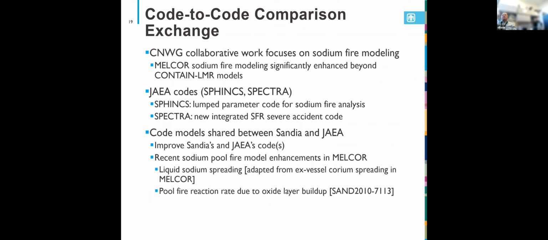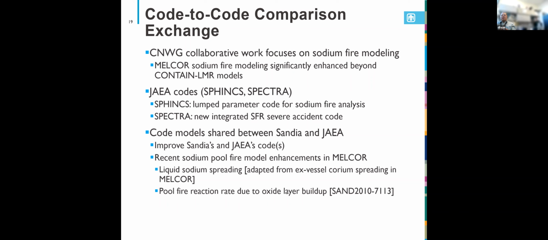Now, code-to-code comparisons are looking mainly at sodium fire modeling currently. We want to look beyond what is provided in CONTAIN-LMR. Like I said, the JAEA codes are SPRINT and SPECTRA. SPRINT is the lumped parameter code for sodium fire analysis. I believe Mr. Hiro gave a seminar to you guys maybe early last month, a couple of months ago. And SPECTRA is the new code, the integrated sodium fast reactor related code that is being developed now.